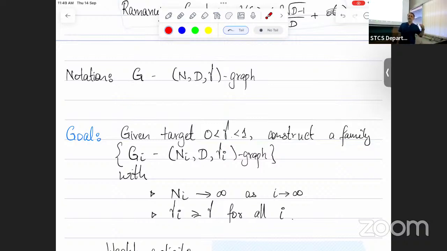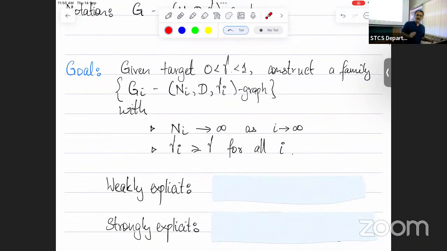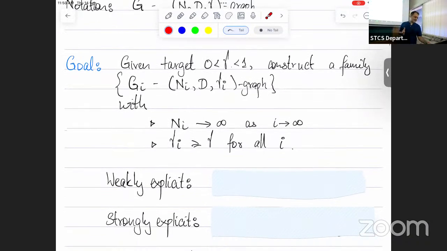And I also want a guarantee on the spectral gap. That is, all of these spectral gaps are at least as large as the target that you want. And these are the sort of constructions we are going to be looking for. And as mentioned earlier, there are two notions of explicitness in these things.